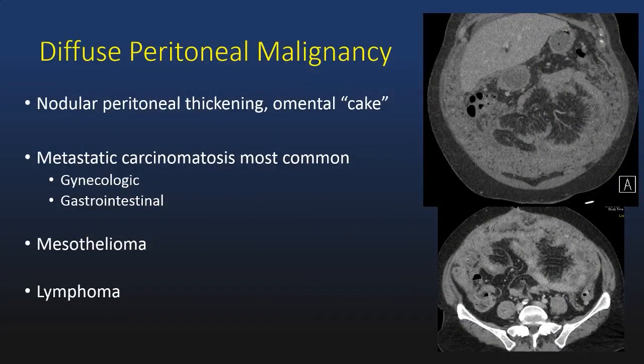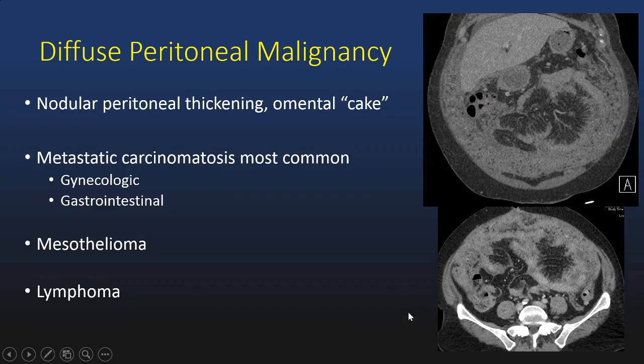But when you're looking at diffuse peritoneal malignancy, it's important to remember a few potential diagnoses. The most common presentation we see is metastatic carcinomatosis from either a gynecologic or a gastrointestinal source. Mesothelioma certainly can cause this, as can peritoneal lymphoma, as in this case here on the right.